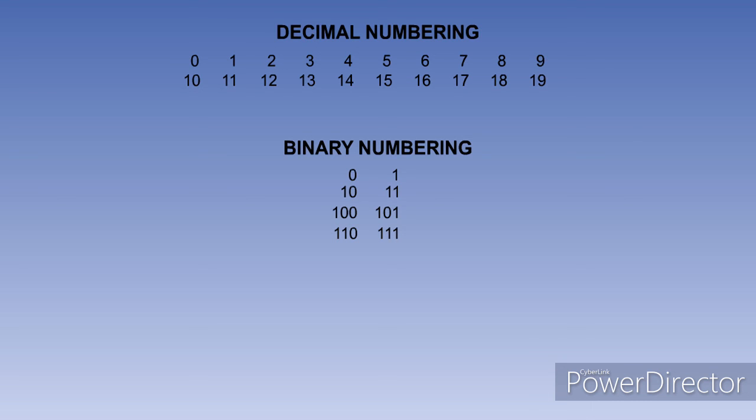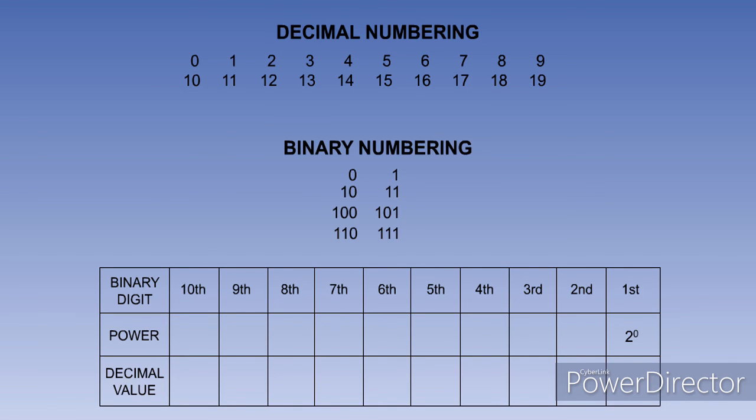Similarly, in the binary system, to represent a quantity greater than 1, the symbols systematically repeat by adding to the left of the first digit. In the decimal system, the least significant digit is on the right and the most significant digit on the left. The same applies in the binary system.